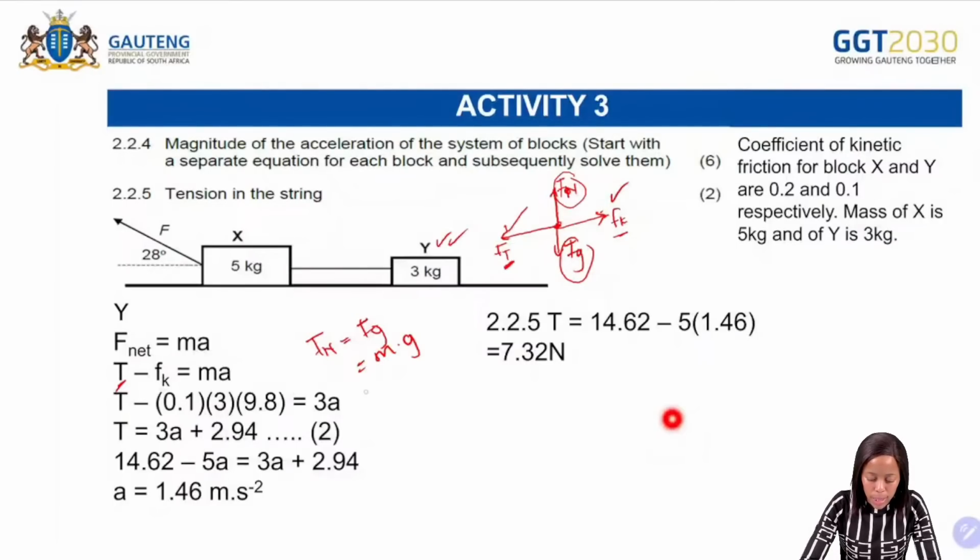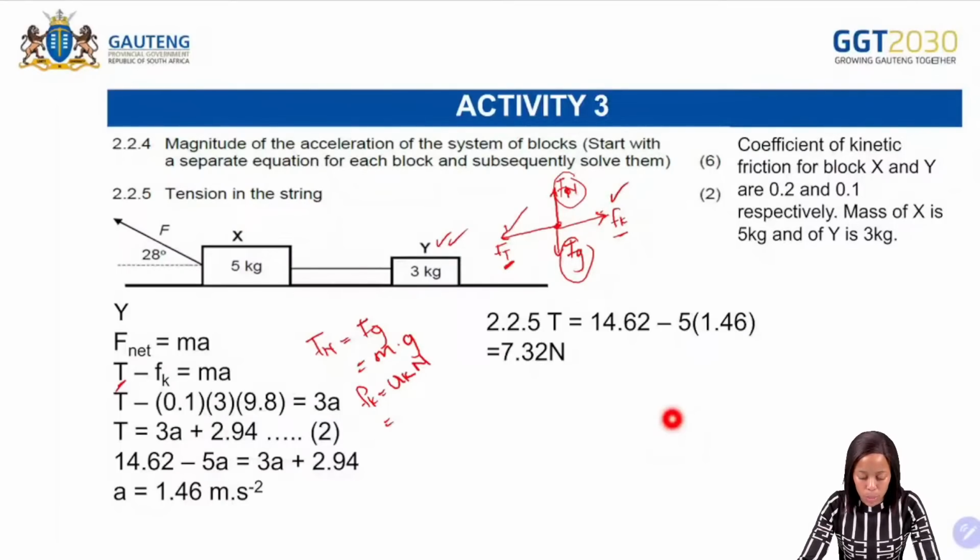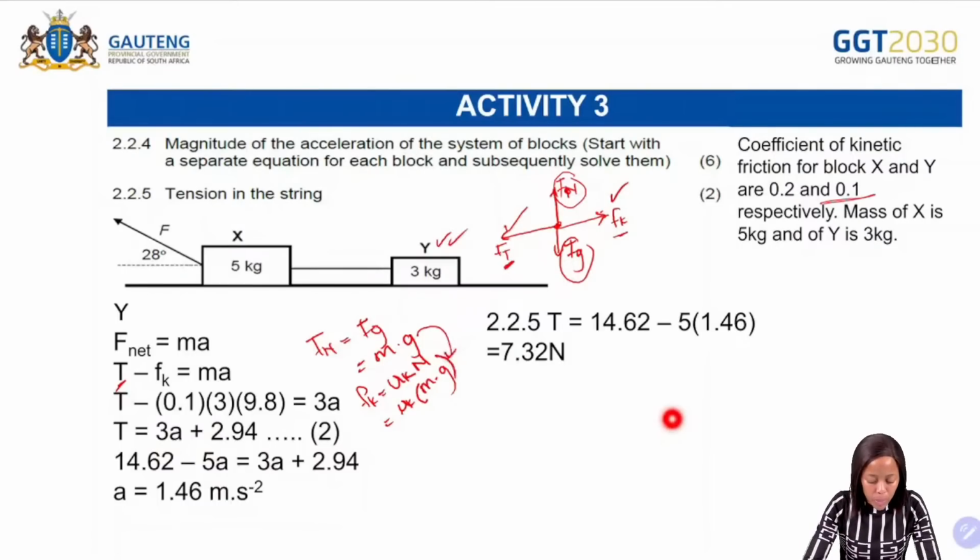Now we need the formula of the kinetic friction. Fk is equal to mu k multiplied by the normal force. The mu k is a constant, given as 0,1. When we break down the formula, we get mu k multiplied by m times g. So now we have tension on the left-hand side minus Fk is equal to Ma.